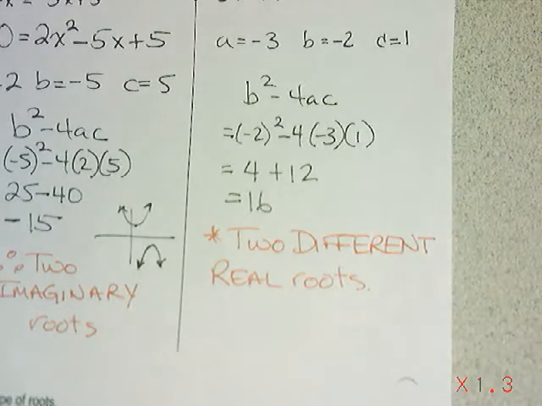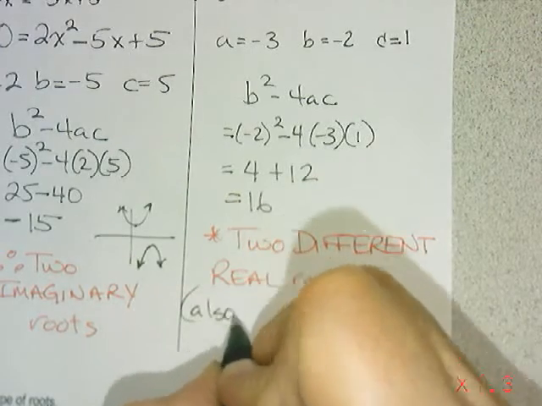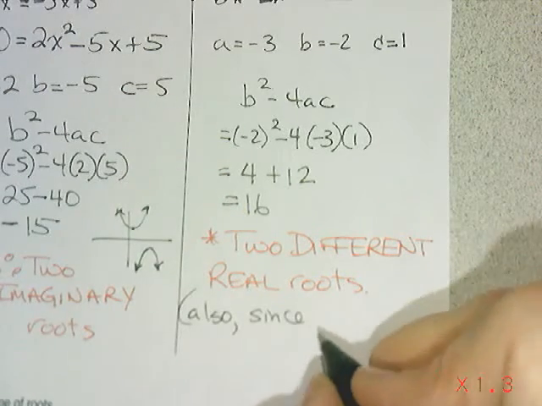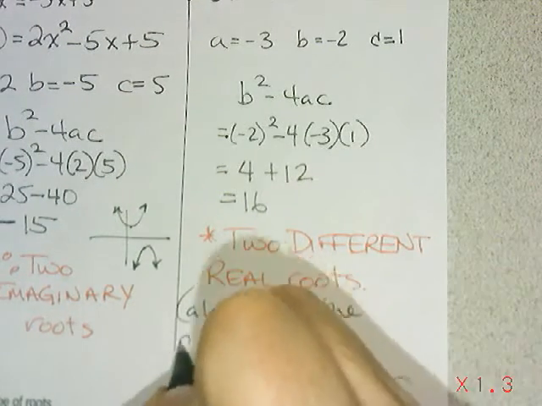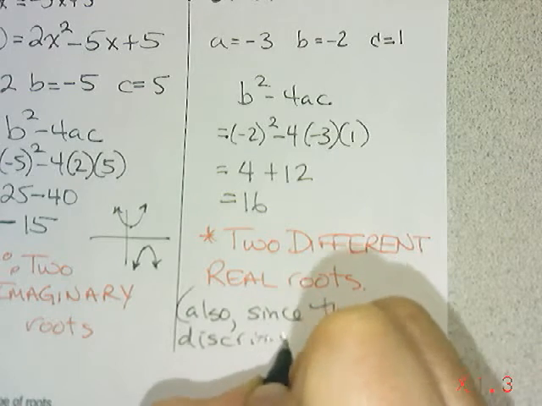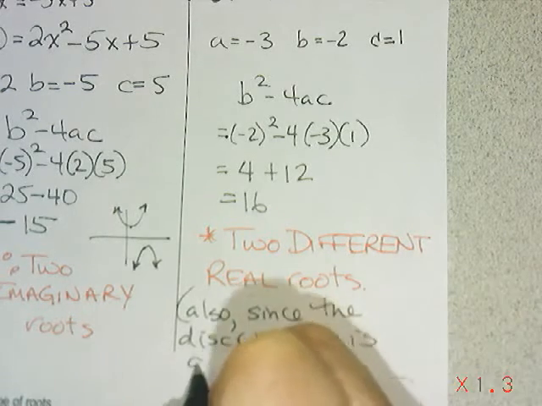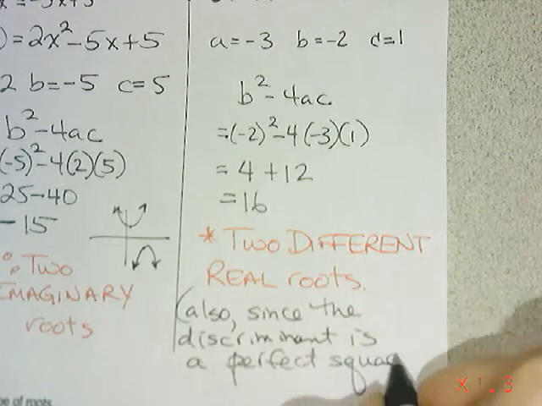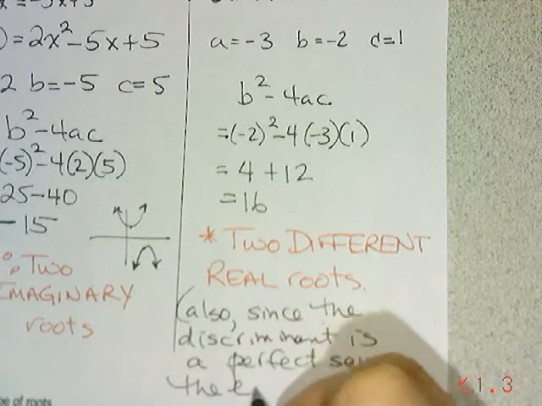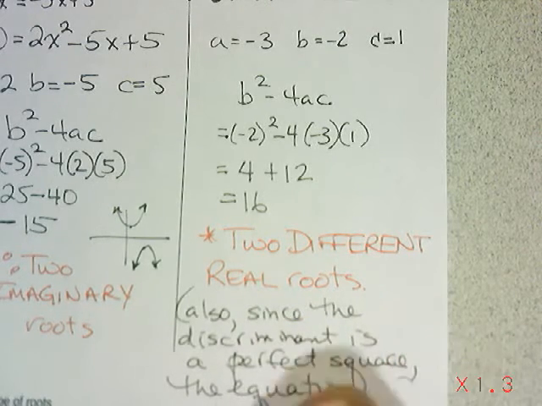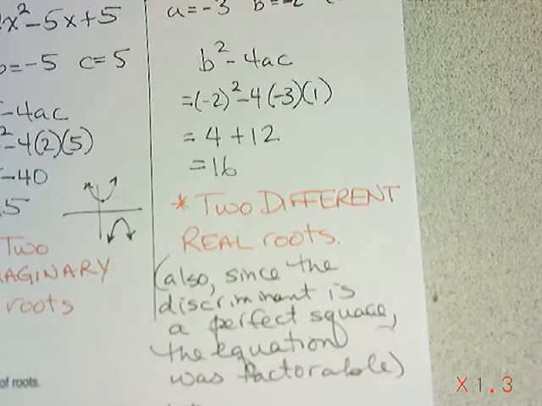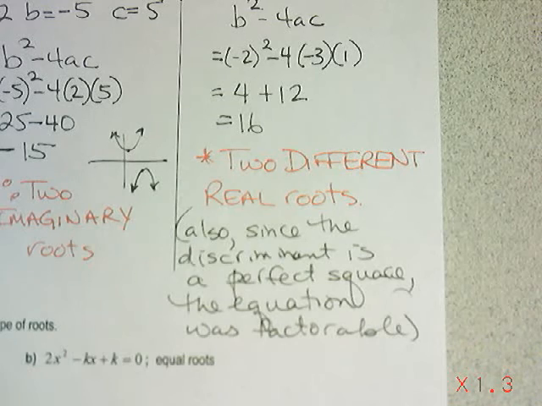And also, since it's a nice square rootable number, it's a perfect square. Since the discriminant is a perfect square, the equation was factorable. You don't need the quadratic formula to give you any rotten rounded decimal roots. They'll be nice numbers that you can find by factoring.